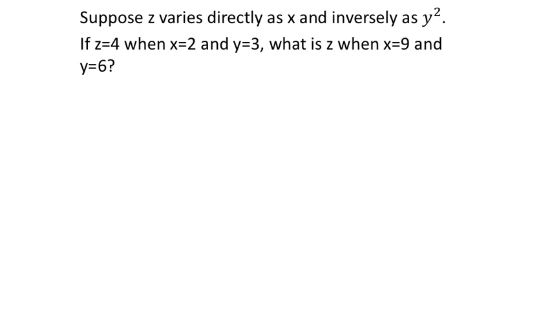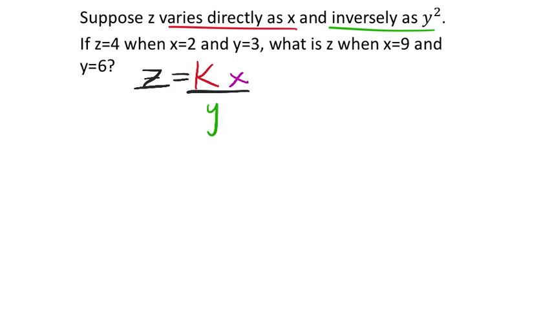Now, z varies with that other stuff, so my formula gives z equals some stuff, okay? First it says it varies directly with x, so I would take my constant of joint variation and multiply it by x. Then it also says it varies inversely with y squared, so I'd have to divide by the y squared. Now, this is my formula for z.